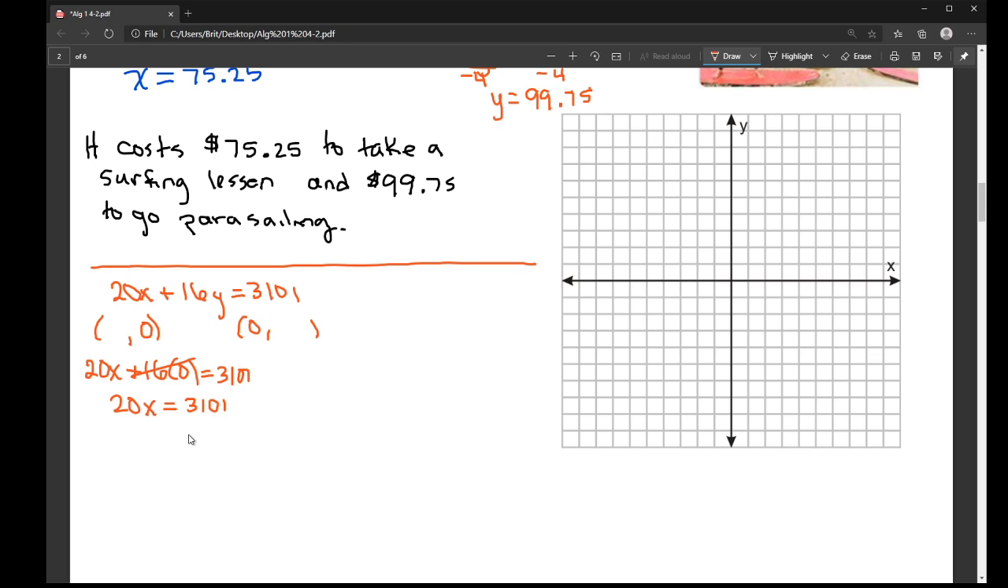Now that 20 and the x, they're multiplying together. So I'm actually going to divide both sides of the equation by 20. So I get that x is 155.05. We're just going to squeeze that in there, okay? So now I need to find my y-intercept. So I'm going to plug in a 0 for x.